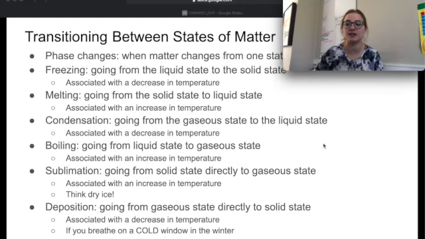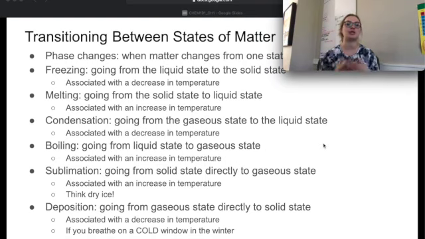So if we have states of matter, we can also transition atoms and molecules into these different states of matter, right? And we call these phase changes when a substance changes from one state to another. So when matter changes from one state of matter to another state of matter, we call those phase changes. I'm going to run through these really quick. Most of them should be familiar to you, but I'll focus a little bit more on the ones that might not be so familiar.